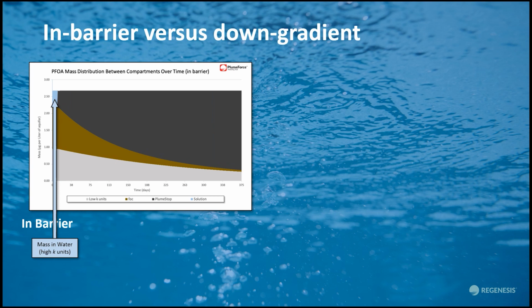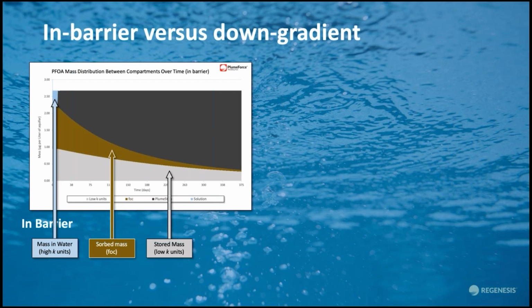Blue is the mass in the dissolved phase, the mass we can measure as concentration in a monitoring well. Brown is the mass sorbed onto or into the natural soil organic carbon, the fraction of organic carbon, or FOC. Grey is the mass in the lower transmissivity storage units, such as silts or clay lenses. And finally, black is, of course, the mass on the PlumeStop carbon.